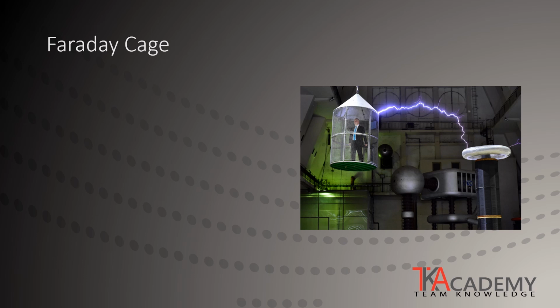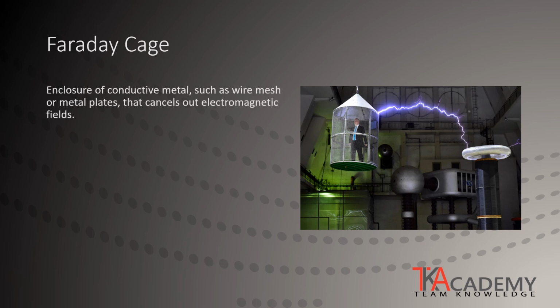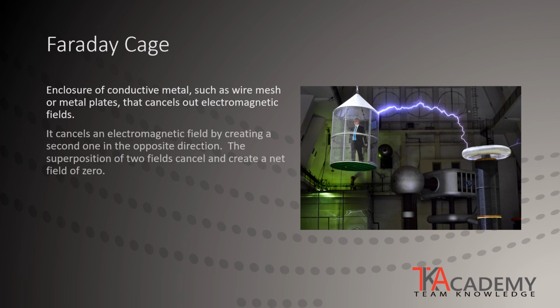As we resume the course, we will use this break as an opportunity to introduce the workings of a Faraday cage. A Faraday cage is an enclosure of conductive metal, such as wire mesh or metal plates, that cancels out electromagnetic fields. When an electromagnetic charge strikes the enclosure, the flow of electrons around the enclosure creates a second electromagnetic field in the opposite direction. The superposition of these two fields cancels and creates a net electrical charge of 0. Therefore, the object within the enclosure is not affected by the external electric fields.